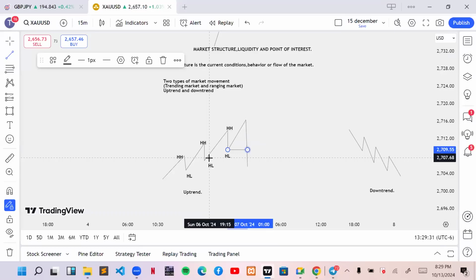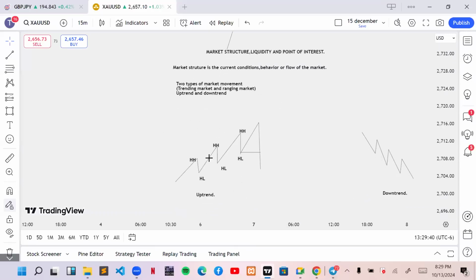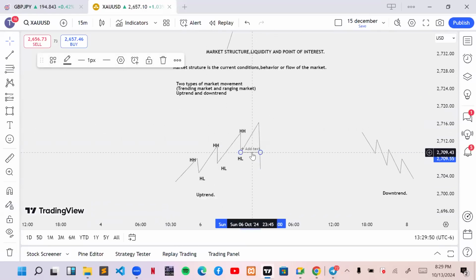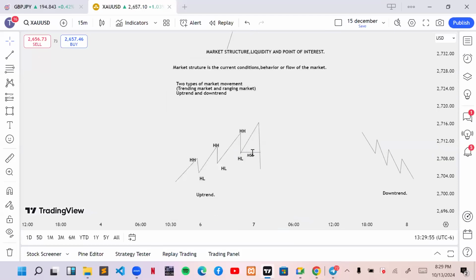So a structure shift is an indication that the current trend is about to end and a new one is about to begin in the opposite direction. Once there's a market structure shift, the direction that you were taking trades in before changes. If you're in an uptrend, you'll be taking buy continuations. Once there's a market structure shift here, which I will signify with MSS, you're no longer going to be looking for buys in this trade. What you're going to pay attention to is looking for sells.